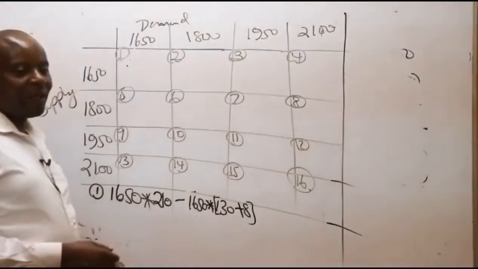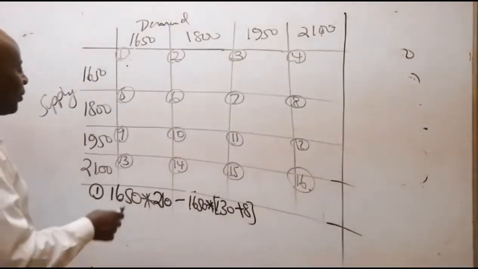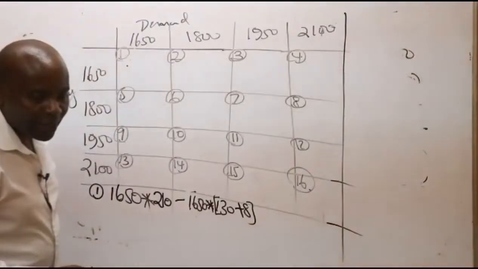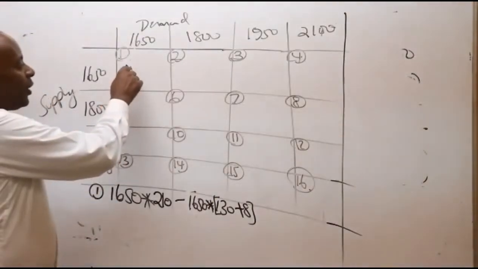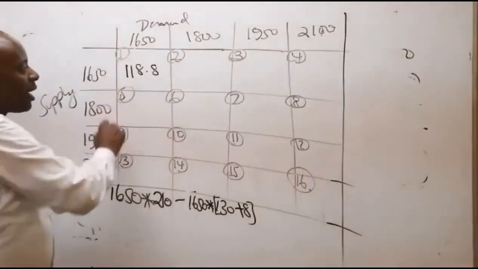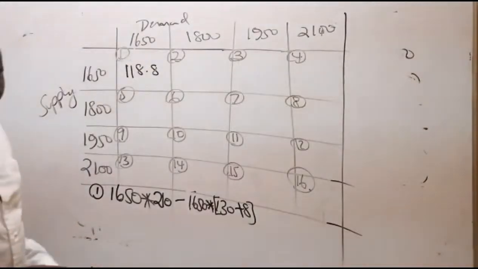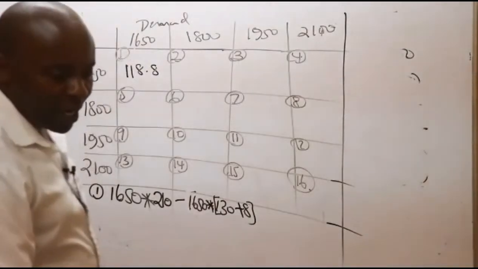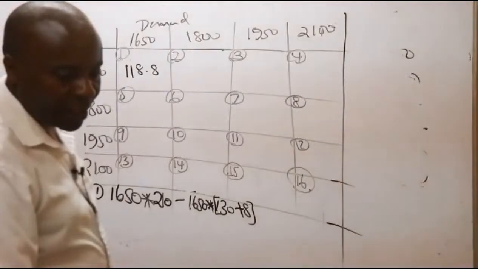Okay. So in this case, ladies and gentlemen, somebody is giving me a figure of 118.8. I want my figures to be in terms of thousands. So Mengich tells me 118.8. Thank you very much.